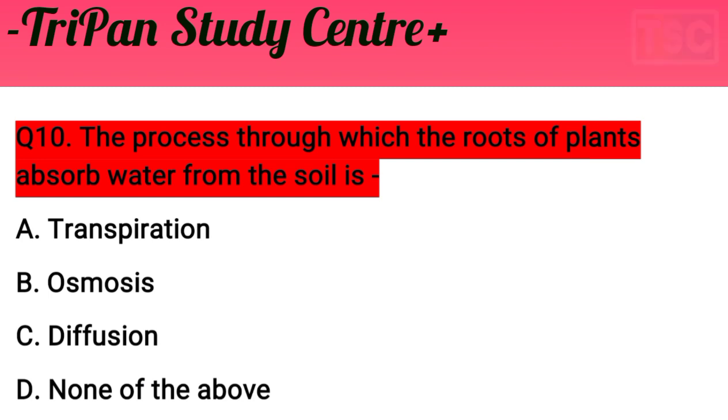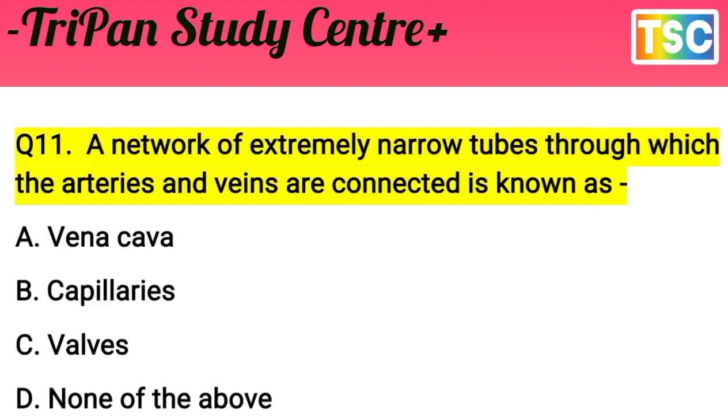The question is very interesting. You know that the roots of plants absorb water from the soil through osmosis. That's a fact here. It means option B is correct. The roots of plants absorb water from the soil through osmosis. Let's see the next question. Next question on your screen.